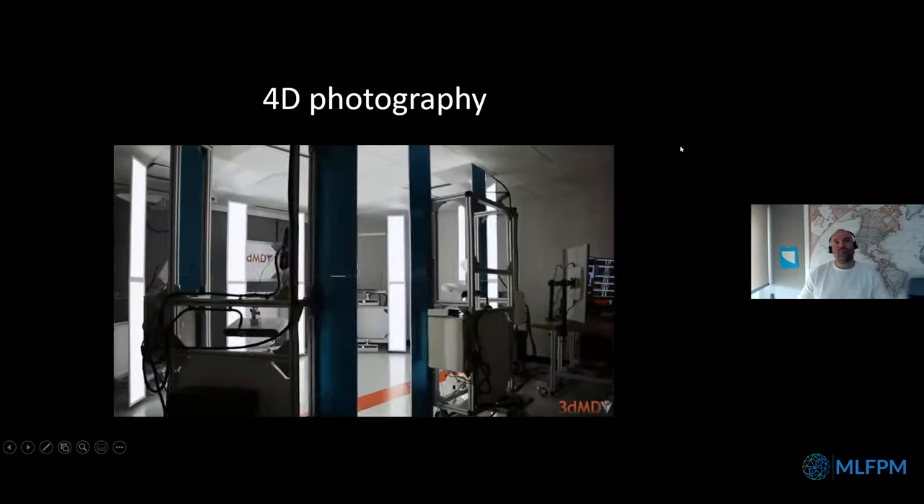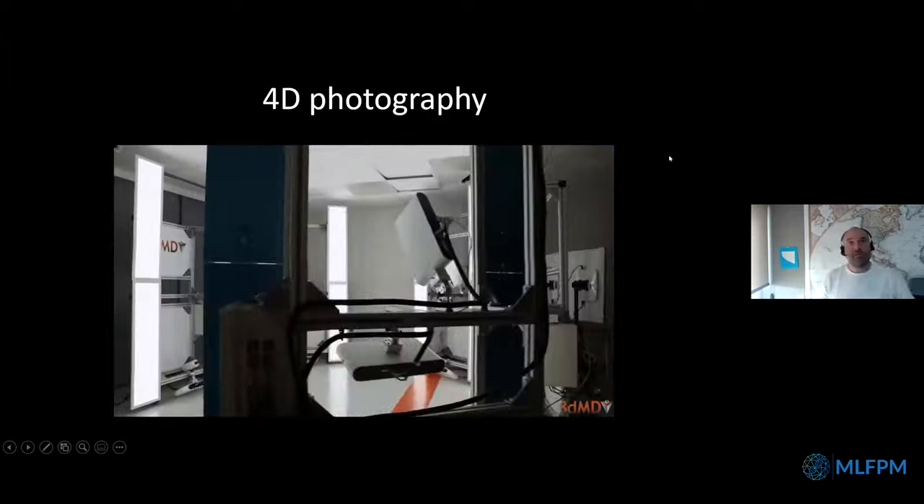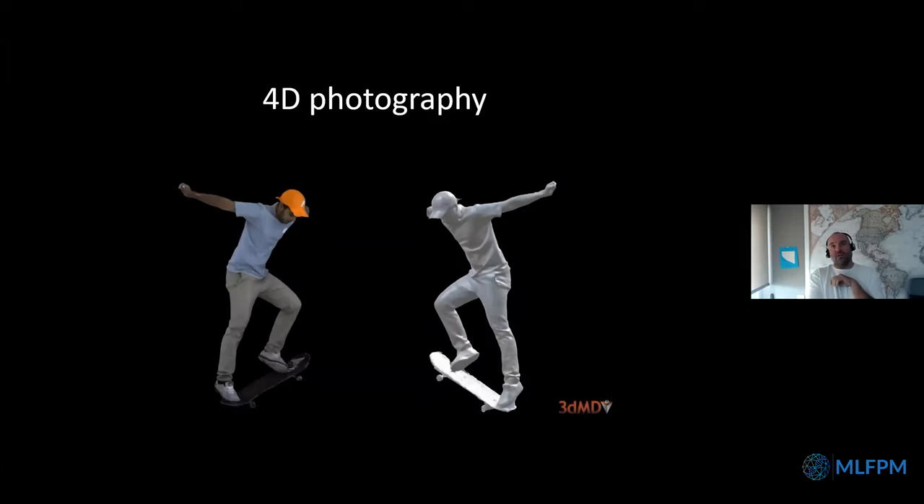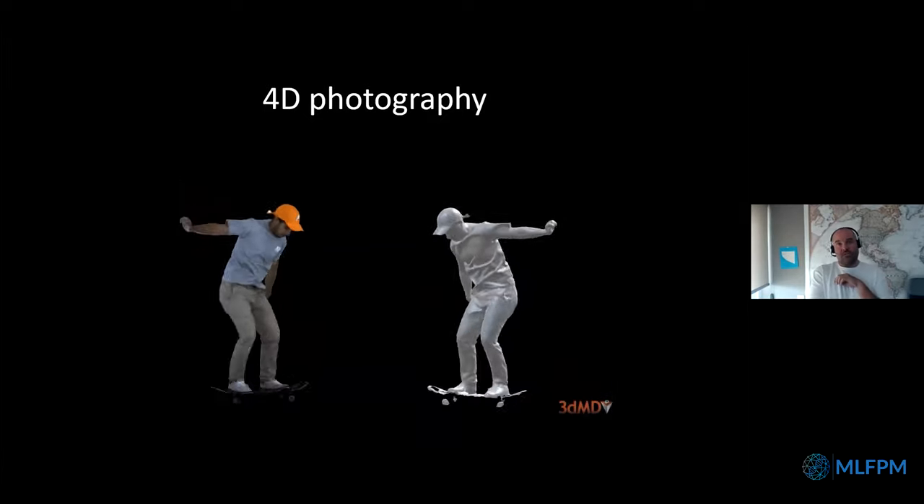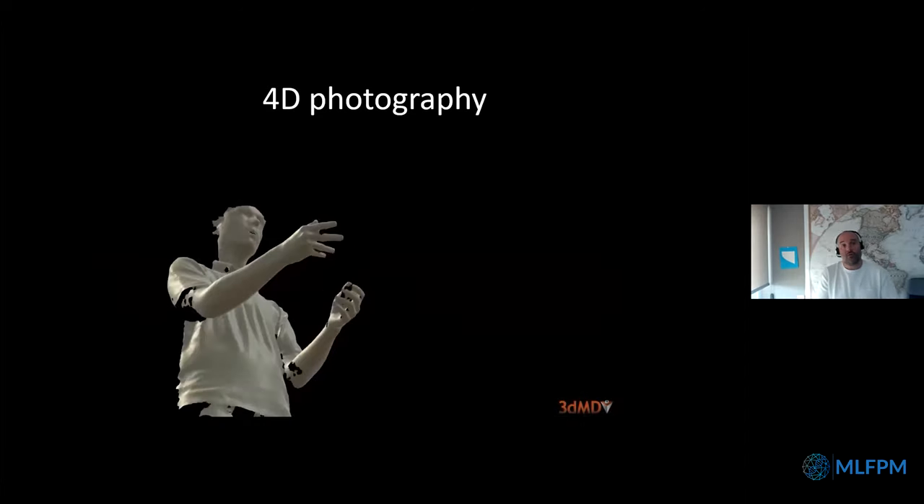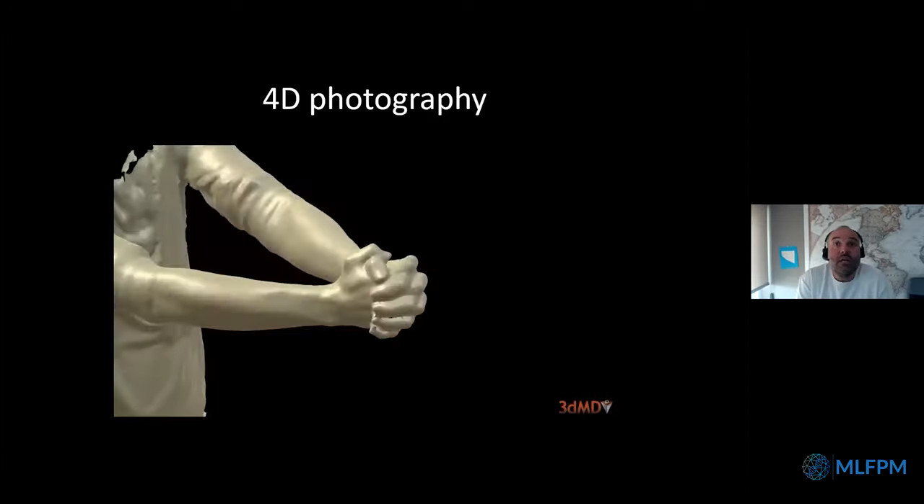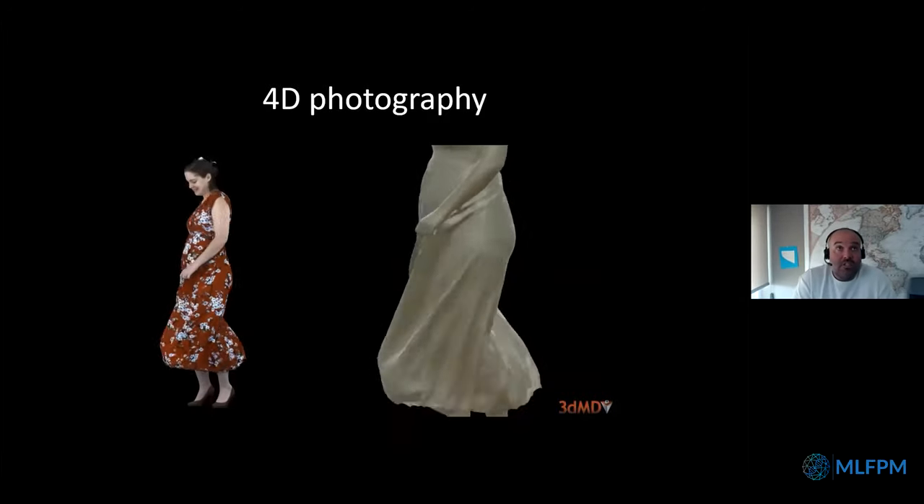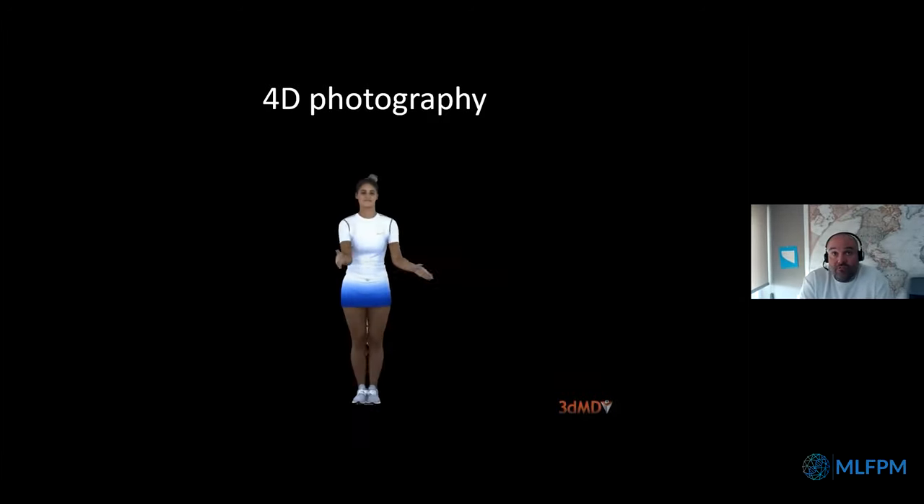So today we've also moved into the era of four-dimensional imaging, and it's the same idea. Again, you have these pods that are looking at the object, but now the object is moving and the pods are essentially recording movies. So this is a dynamic 3D, or sometimes called four-dimensional photography.